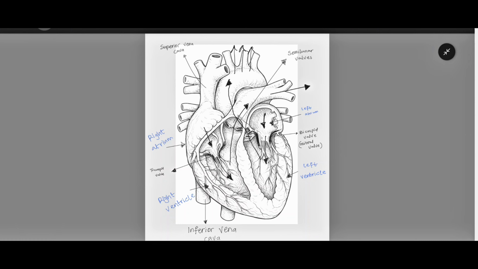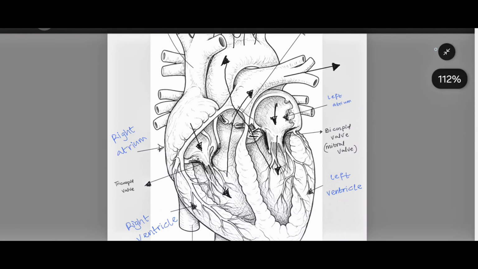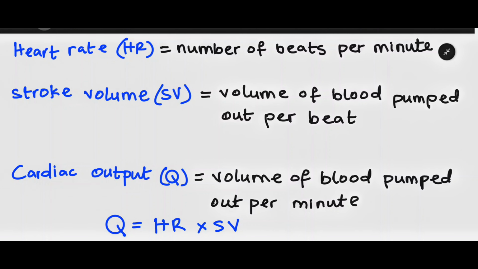So again, quick recap of what we've just spoken about. Vena cava to the right atrium, past the tricuspid valve to the right ventricle, into the pulmonary artery, to the lungs, pulmonary vein back to the left atrium, via the bicuspid valve, into the left ventricle, and then out through the aorta. Now let's talk about key definitions you need to know. You need to understand what is meant by heart rate, stroke volume, and cardiac output, and also the formula for cardiac output.